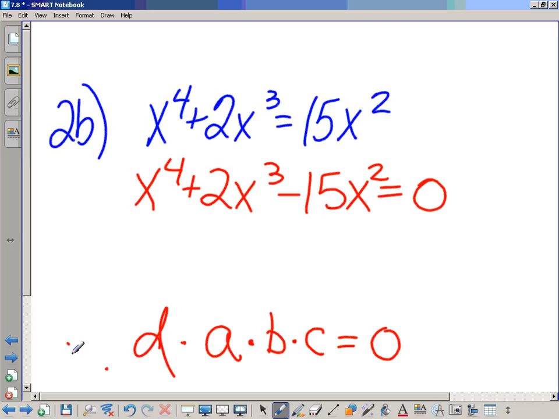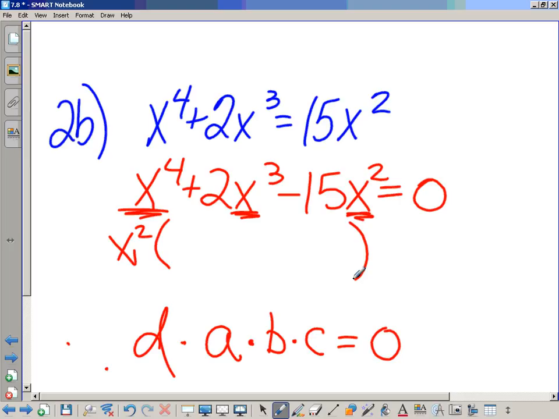All right, so now it's equal to 0 and we factor. What do these all have in them? They actually have an x squared in them. Is x to the fourth at least x squared? Yeah. Is that exponent at least 2 or higher? Yes. Then there's an x squared in there. So we're going to factor out that x squared first.